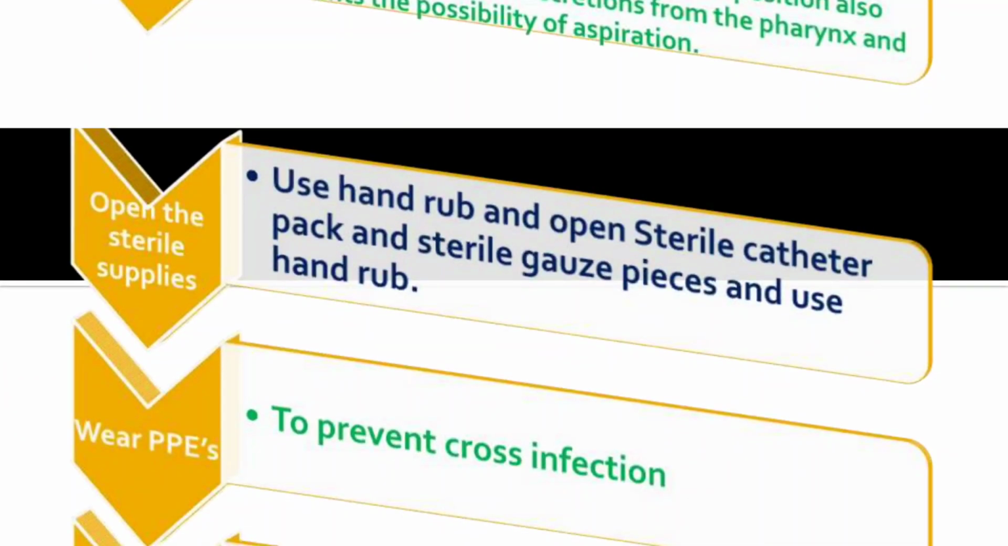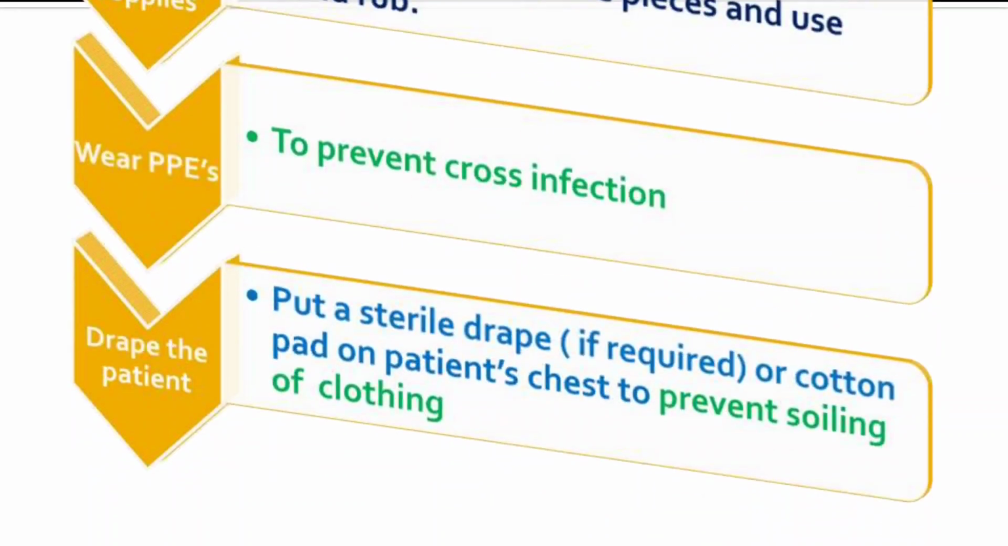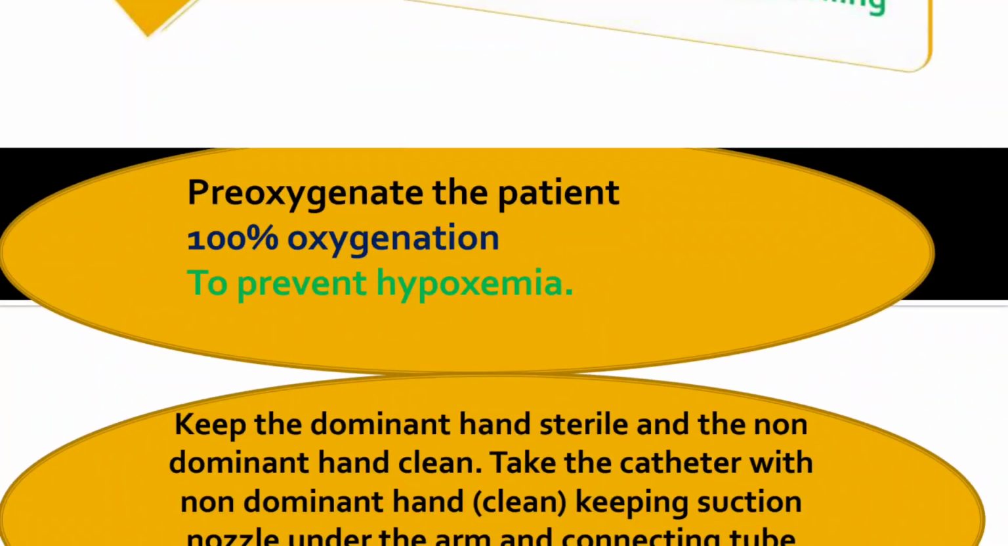Open the sterile supply. Use hand rub and open the sterile catheter, pack and sterile gauze piece, and use hand rub. Wear personal protective equipment to prevent cross-infection. Drape the patient. Put a sterile drape if required, or a cotton pad on the patient's chest, to prevent soiling of clothing.